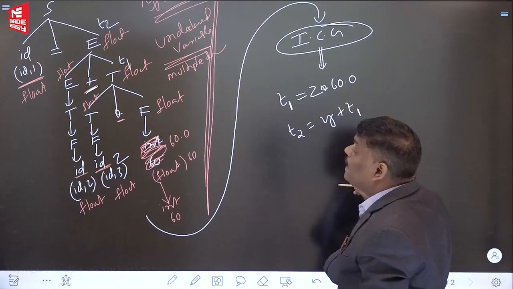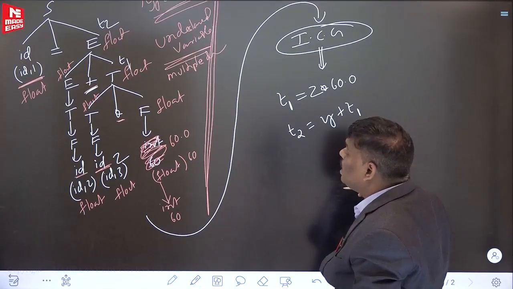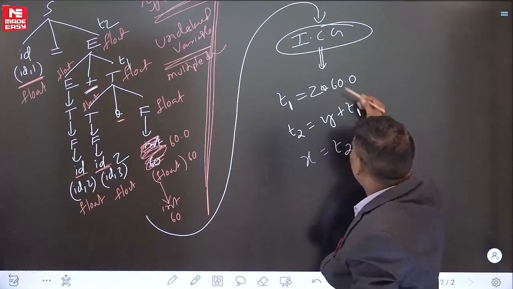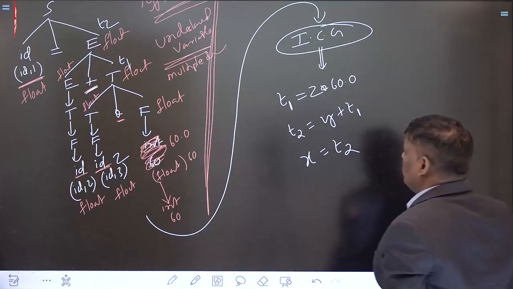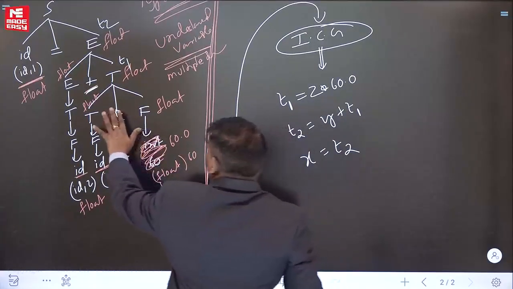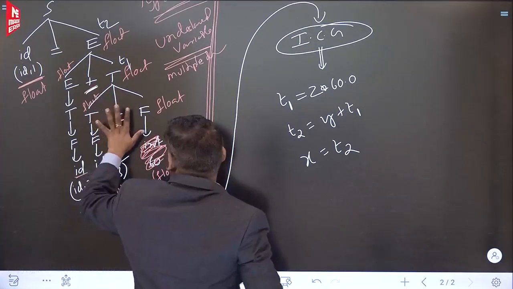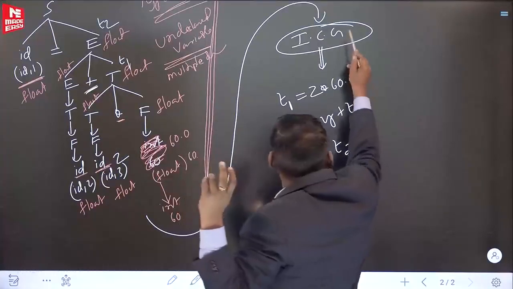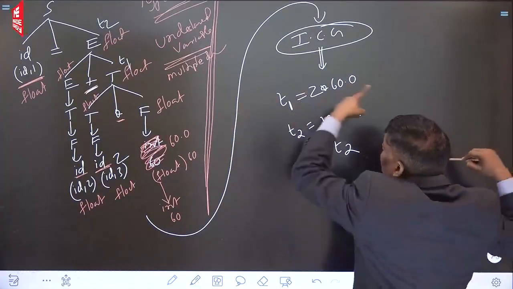What is the ID? ID1. ID1 means the token number is ID1. What is the actual? X. X is equal to T2. This is going to be intermediate code generation. Every intermediate operation, according to priorities, you do. It is the highest priority, it is the next priority, it is the next priority. So intermediate code generation is nothing but dividing that expression.